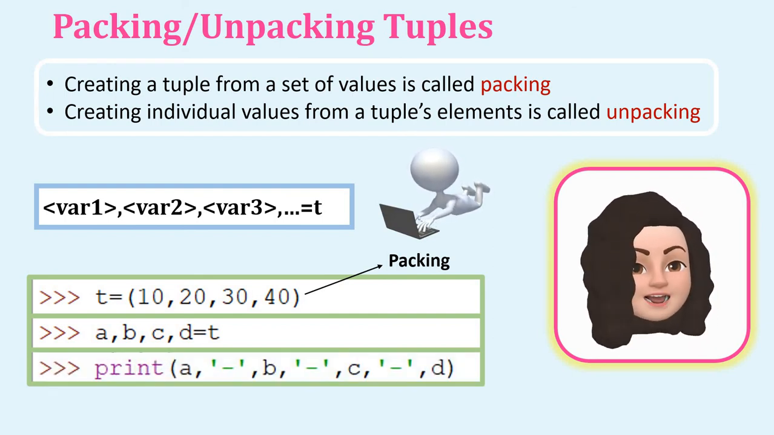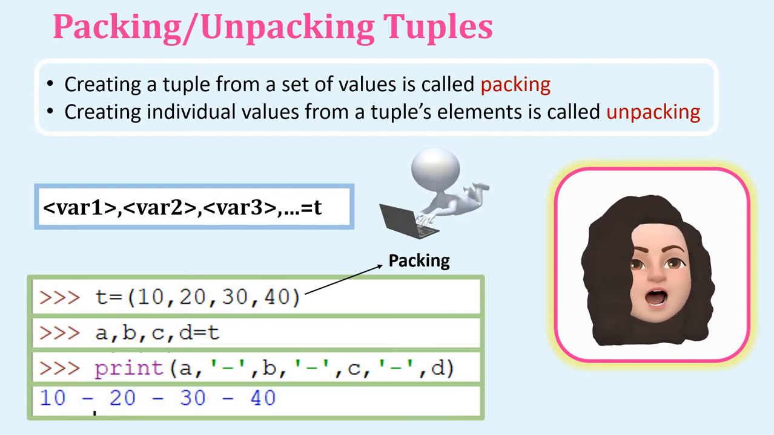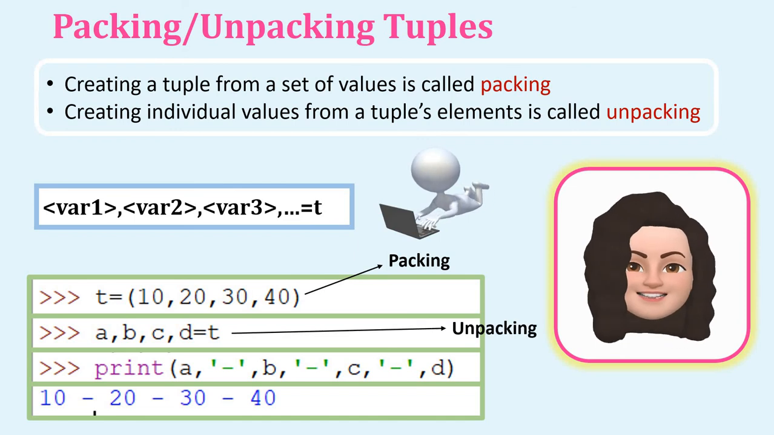Now I can access the individual values of the tuple elements. If I print A, it will give the value 10, B 20, C 30, D 40. So print A hyphen B hyphen C hyphen D will give you 10 hyphen 20 hyphen 30 hyphen 40. So I am accessing individual elements of the tuple. This is known as unpacking.